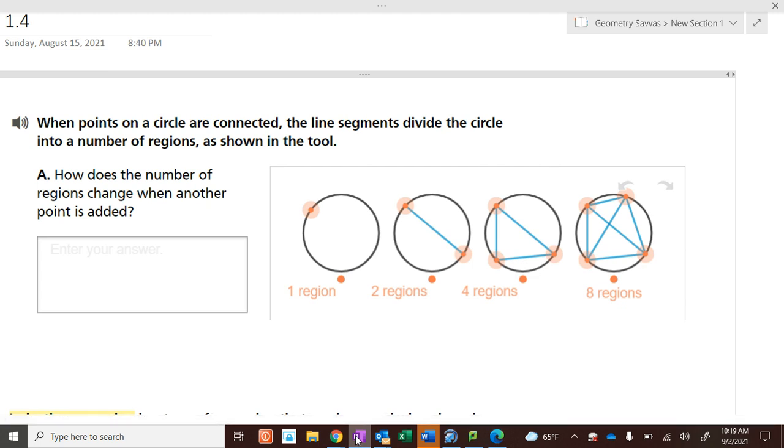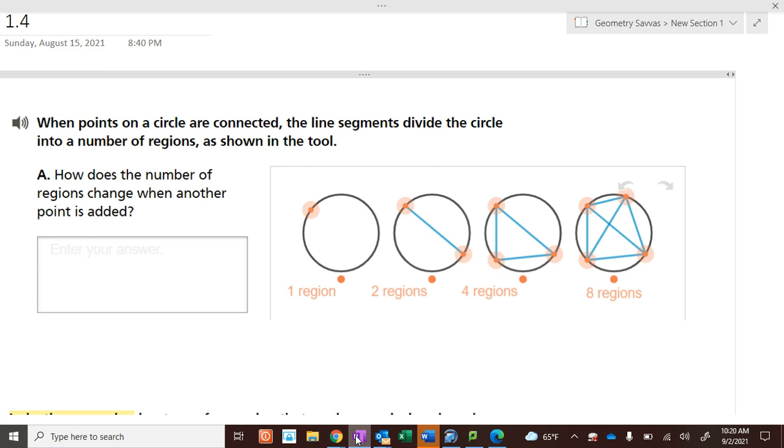I have a circle and I have 1 point on it. So there's one region. Once I put 2 points on the circle and connect those 2 points, I've made 2 regions. If I put 3 points on the circle and connect the 3 points, I've made 1, 2, 3, 4 regions. If I put a 4th point on the circle and connect all the points as many ways as I can, I've made 1, 2, 3, 4, 5, 6, 7, 8 regions.